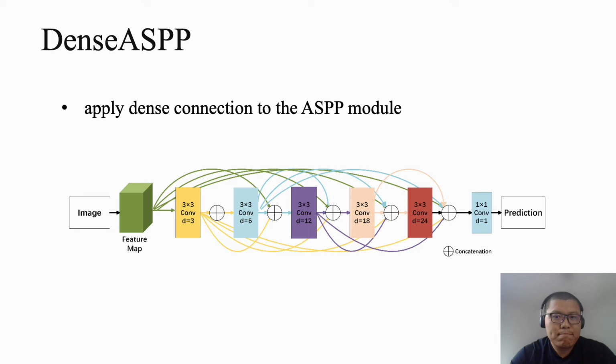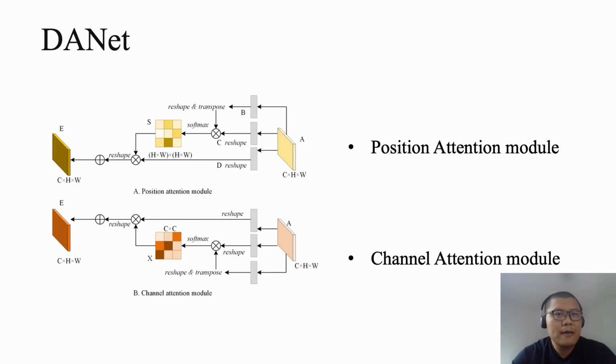And also the Dense ASPP. There are some disadvantages of the ASPP. For example, it has the problem of missing information, especially when the dilation rates are large. And the Dense ASPP applies dense connections to the ASPP module to solve this problem. This is the biggest innovation of this network.